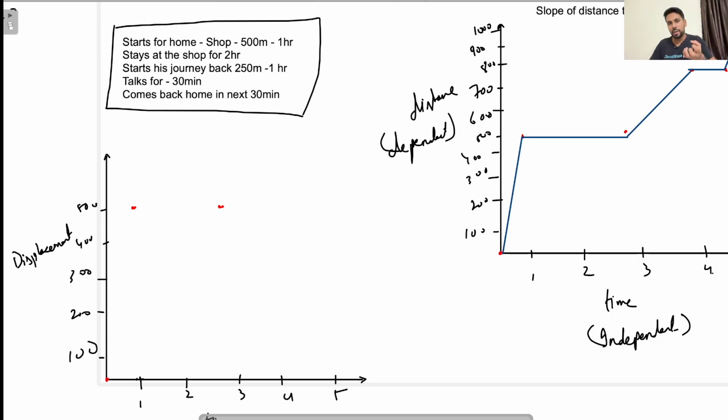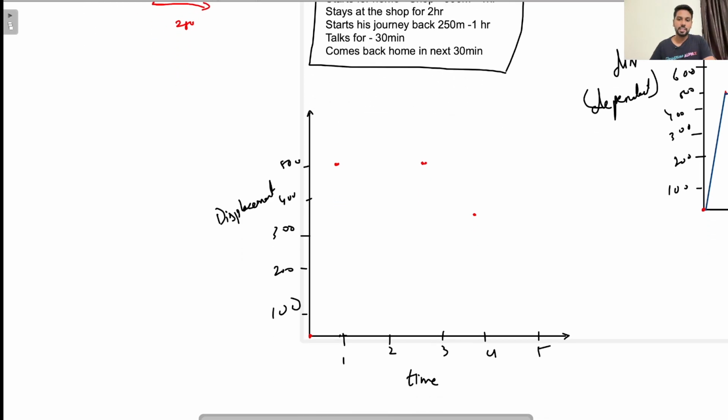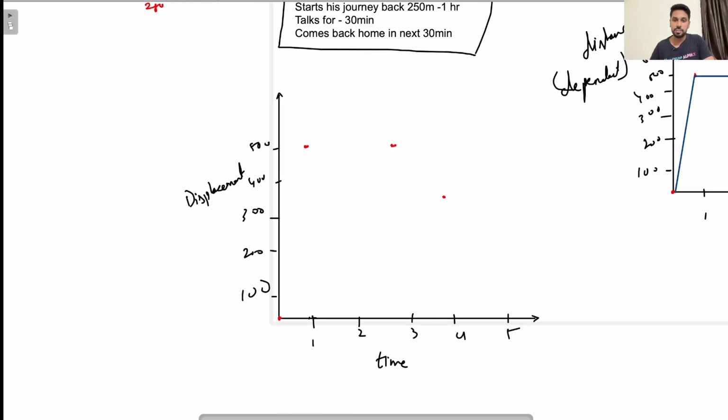He comes back 250 in 1 hour. That means in the next 1 hour he is somewhere back. His displacement has become 250 again. Why? He has gone, then his displacement was 500, he comes back 250, so his displacement is 250. So that's why in the 4th hour his displacement is 250.